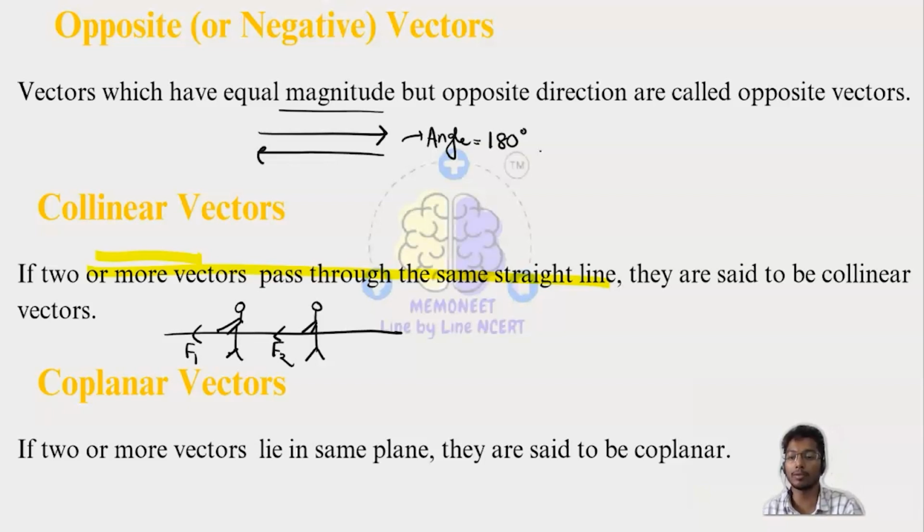And coplanar vectors: if two or more vectors lie in the same plane, they are coplanar vectors.